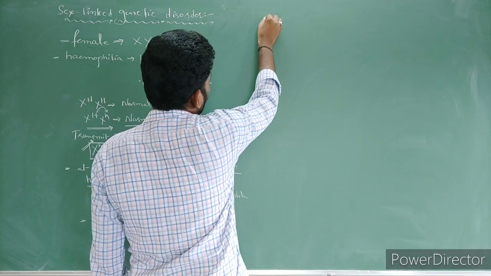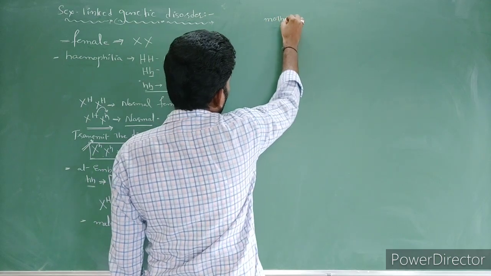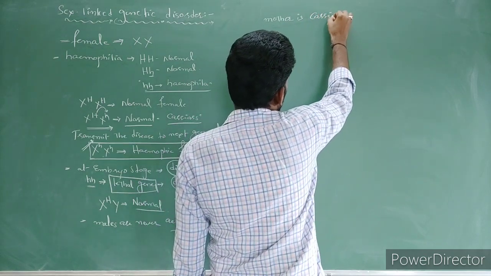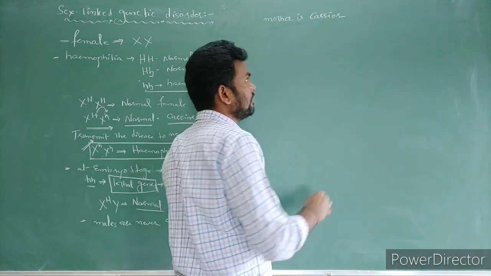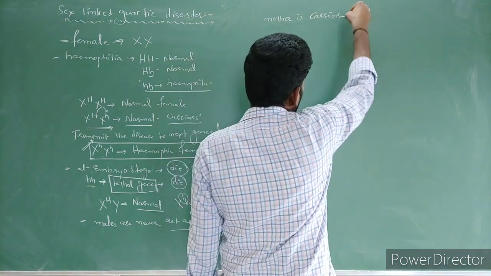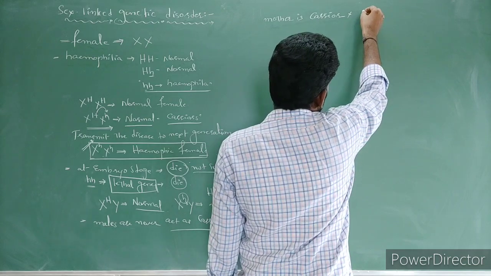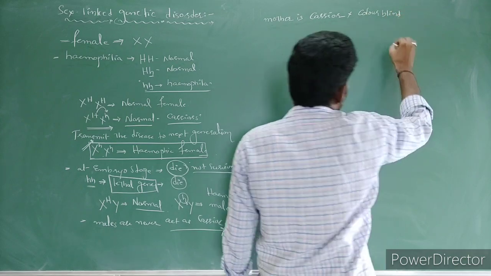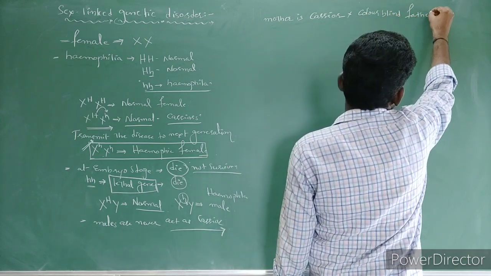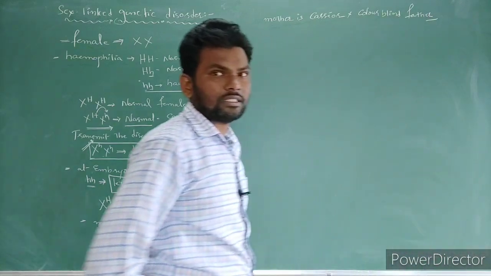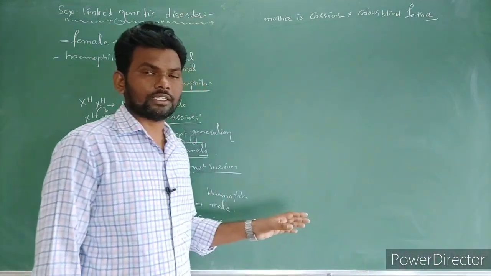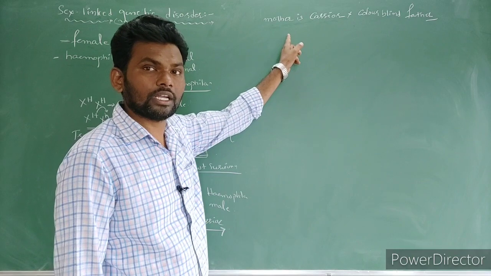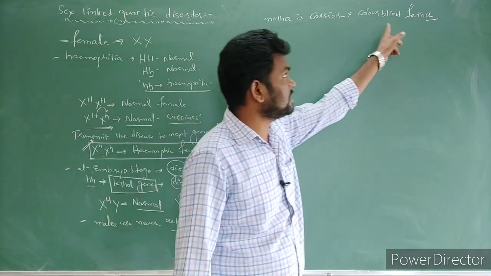When the mother is a carrier of such person or such female, and she has a color blind father, in such case there is a possibility to form a recessive allele containing female. Such a female should have a carrier mother and a color blind father.